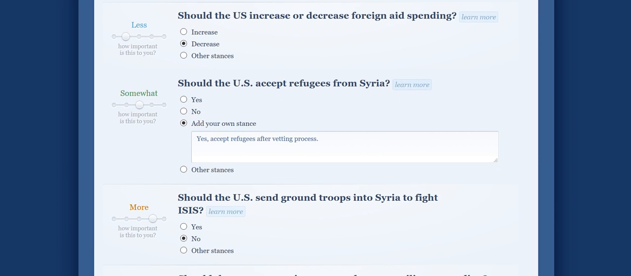Should the U.S. accept refugees from Syria? I put, yes, accept refugees, but after vetting. So right now, we have a great vetting process. It's a very rigorous vetting process. We do biometric screening. We have all these different government agencies involved in it. It takes about a year before somebody gets approved. But look, I agree with it. I think we should have massive vetting, but yes, I would add in, I would accept refugees. It's the right thing to do.